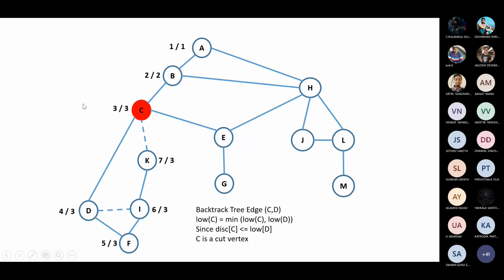So when I come back here, I see that at this point, when I am backtracking through this tree edge, CD was the tree edge from which I am backtracking. Then this low value is again updated by low C and low D. So low C was earlier 4. So it was 4 4.